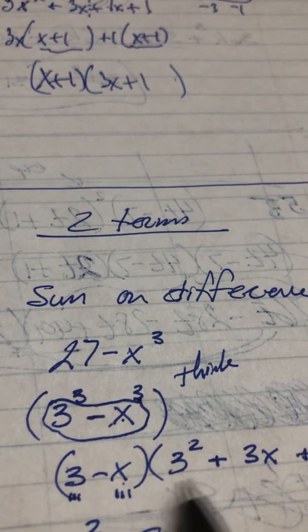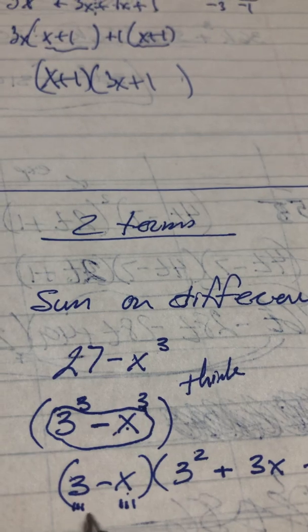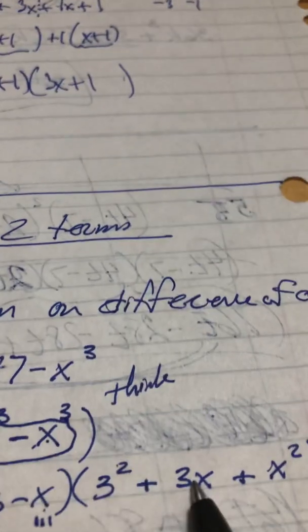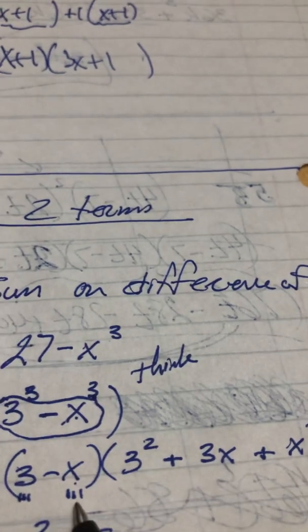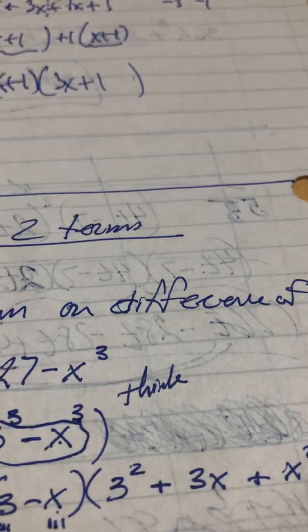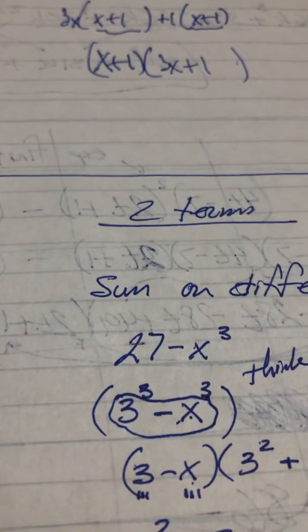Well, that's 3 times 3. Here's 3 squared. Then I've used 2 of the taps, so I'm going to go tap, tap, and that's the middle. That's 3x. And then I've used 1 of the taps here, so I have tap, tap, so that's x squared. And that is factored.